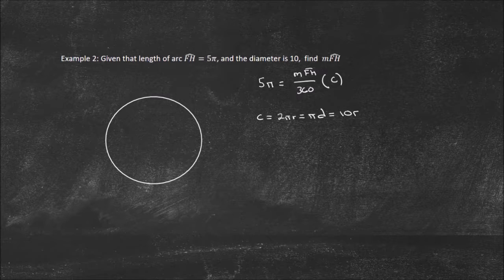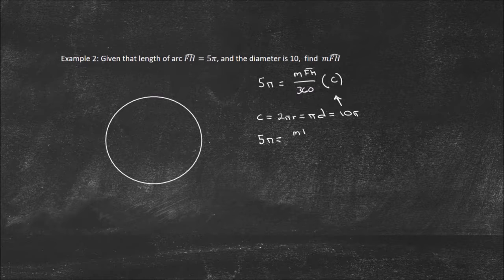So 5 pi equals, well, we know it's the measurement of FH divided by 360 times the circumference. And do I know the circumference? No, but I can find it really easily, right? It's 2 pi r, which equals just pi times the diameter, which means it's just going to be 10 pi. Because the diameter is just the length from end to end, and radius is half of that always. So that's why it is pi d. Okay, so now I just plug this back in here.